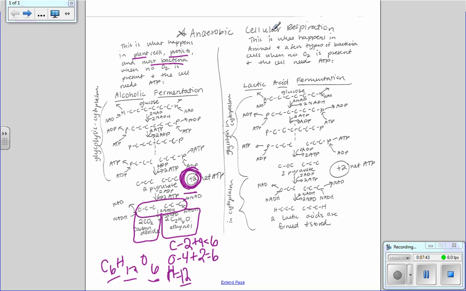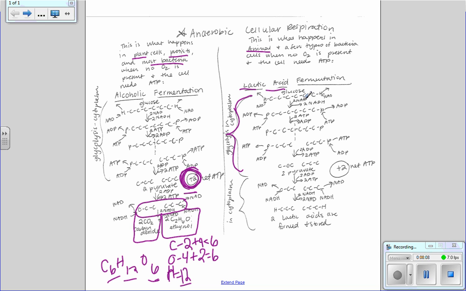Now, if there's no oxygen available in animal cells, then what's going to happen is a process called lactic acid fermentation. You've probably heard of lactic acid when you've heard about muscle soreness and things like that. There are studies that are trying to relate lactic acid to muscle soreness, a buildup of it in your muscles. So it's possible that that's related. But again, glycolysis occurs because that always happens.